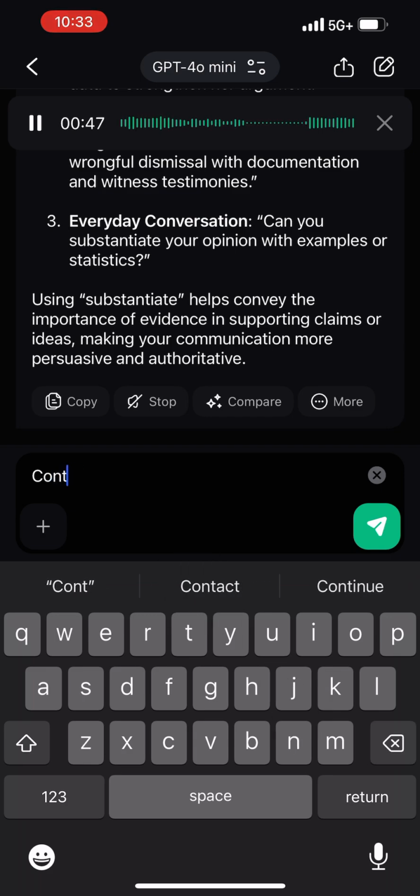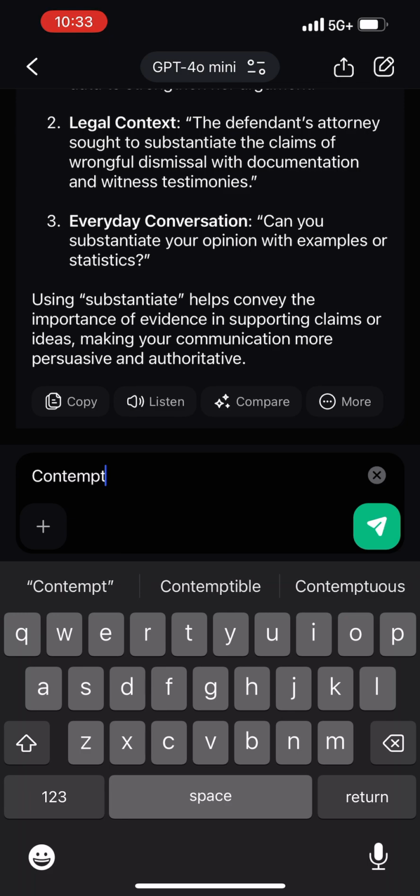Using substantiate helps convey the importance of evidence in supporting claims or ideas, making your communication more persuasive and authoritative.